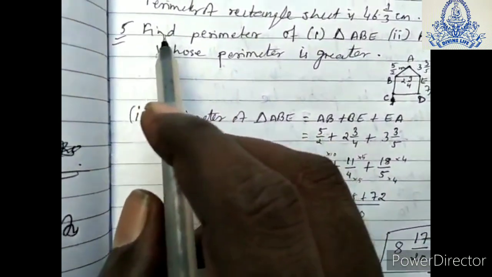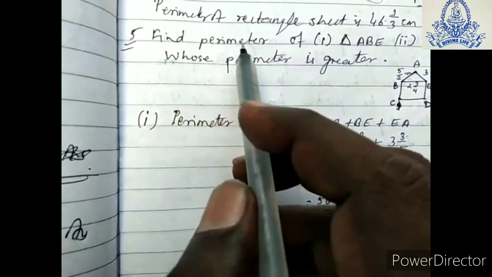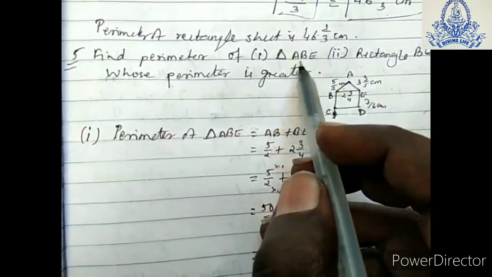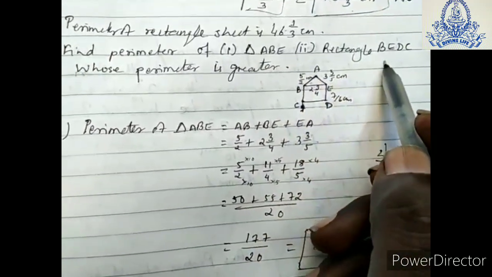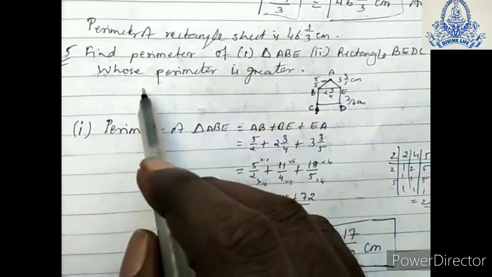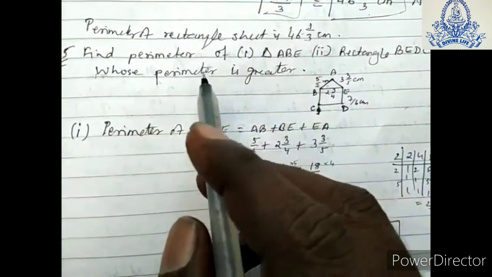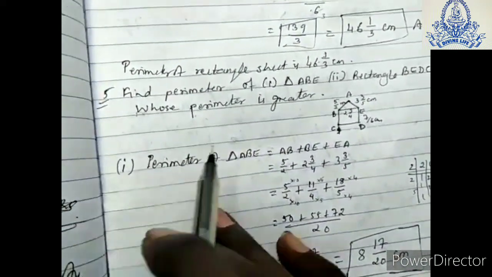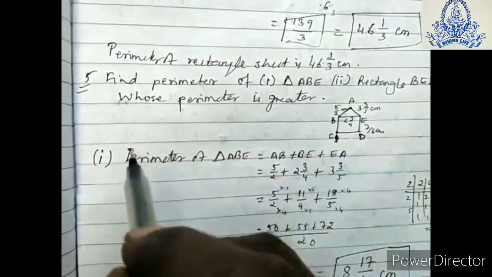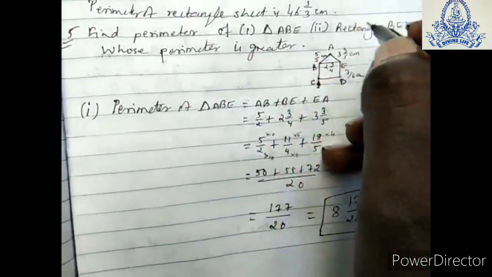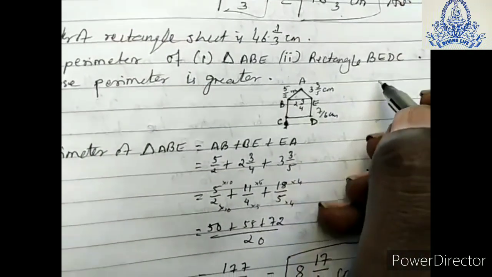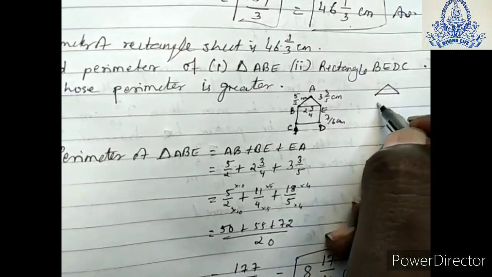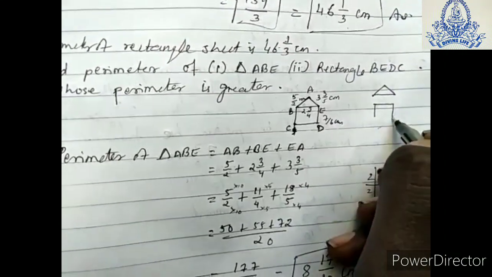They are given in the question, find the perimeter of triangle ABE and rectangle BEDC, whose perimeter is greater. We have to find whose perimeter is greater and by how much. They have given a single figure. Actually the figure has two parts like this. One is a triangle, another is a rectangle.